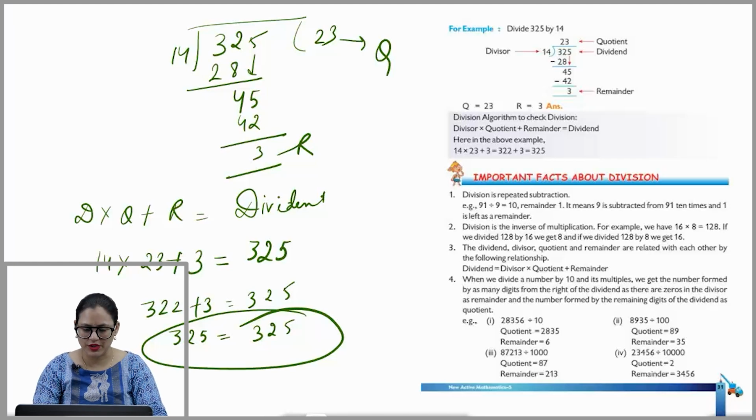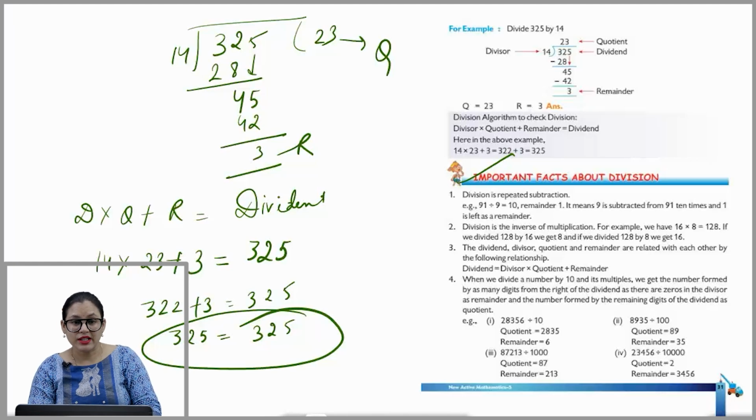Important facts about division. Number 1, division is repeated subtraction. Example, 91 divided by 9 is equals to 10, remainder 1. It means 9 is subtracted from 91 10 times and 1 is left as a remainder.